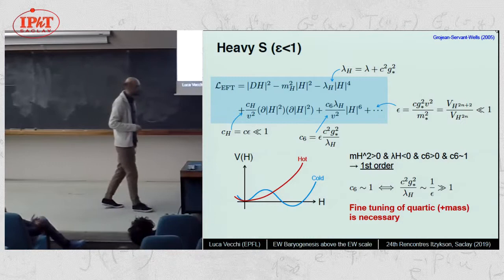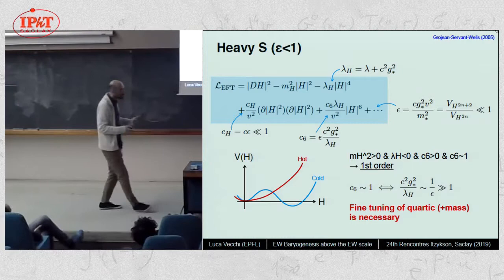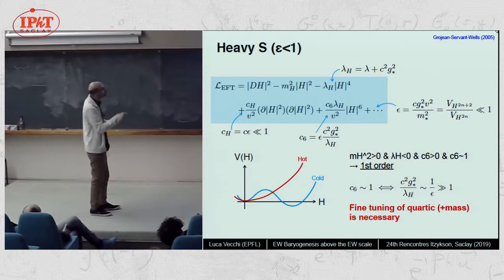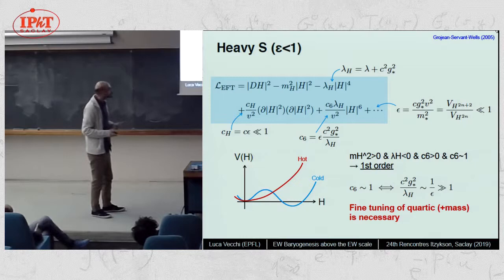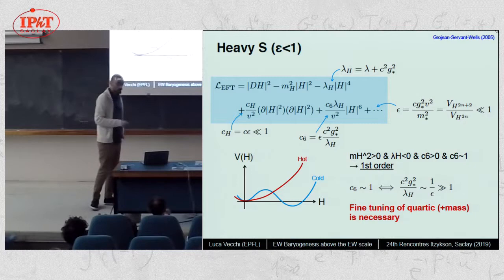We also have a dimension 6 operator, which corrects the potential. And here I'm normalizing this in such a way that if C6 is of order 1, it means that this operator corrects the Higgs potential at order 1, because the Higgs potential presumably has a VEV. This v here is the VEV of the Higgs boson by assumption. So when the Higgs gets its vacuum expectation value of order v, these two terms are comparable, by definition, when C6 is of order 1.